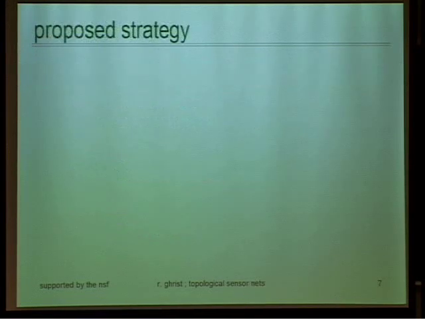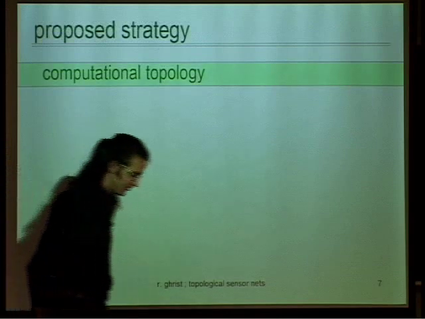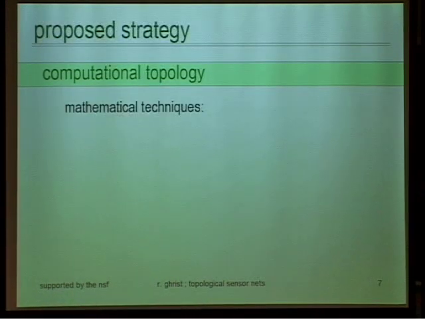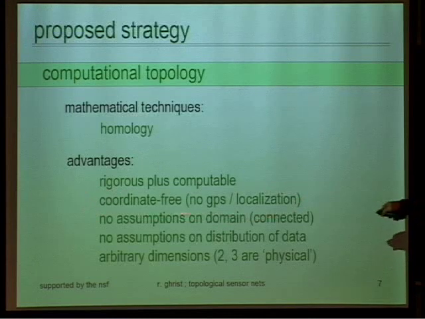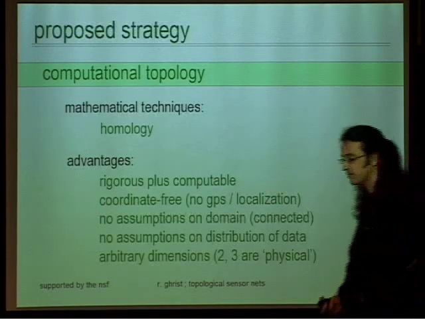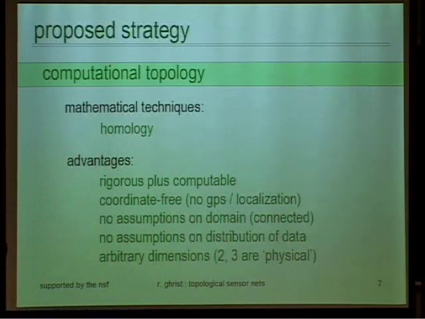So again, no surprise to this group, what we're going to propose is an alternate way of doing this using topological ideas, and in particular, homology theory, to build up local sensor data into a global picture. Now, this does have some nice advantages. It's going to give you a rigorous result. It's going to give you, at least in cases that we've done, computable results. The big advantage that I'm going to push in this talk is that it applies to systems that are coordinate free. I don't have to put a GPS unit on each sensor. That's something that I don't want to do if I want to just dump out a big bucket of sensors.